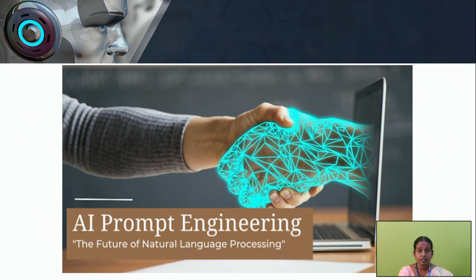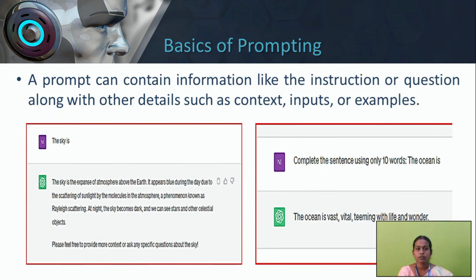AI prompt engineering is going to be the future for natural language processing. So basics of prompting is what we are going to see. A prompt can contain information like instructions or a question along with the details, whatever I need. For example, on the left side I have included "the sky is". I have just provided "the sky is", but the system is capable of understanding it and it is giving me the text answer: the sky is an expanse of atmosphere above the earth.